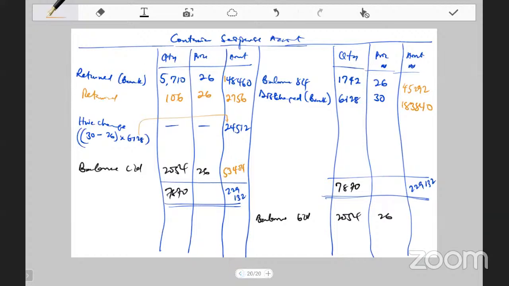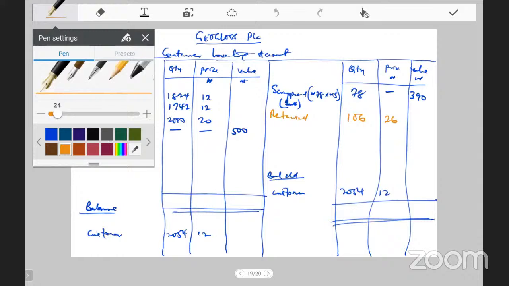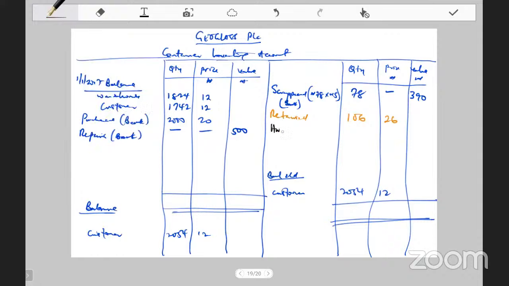Then we'll go to the inventory account. I have my charge out, which is hire charge. And the amount determined was 24512. So let's balance the whole account. What do I have in the warehouse? We work that out. 1824 plus 1742 plus 2000. That gives me 5566.